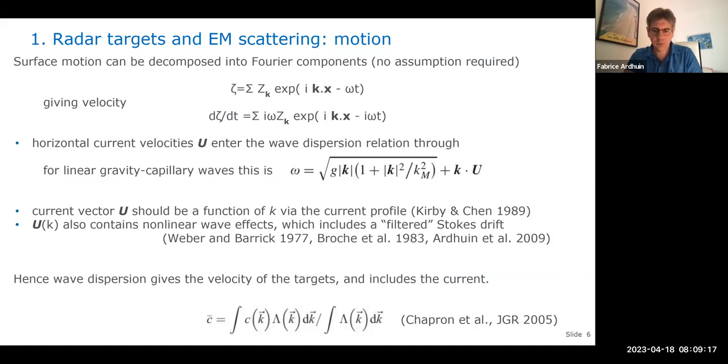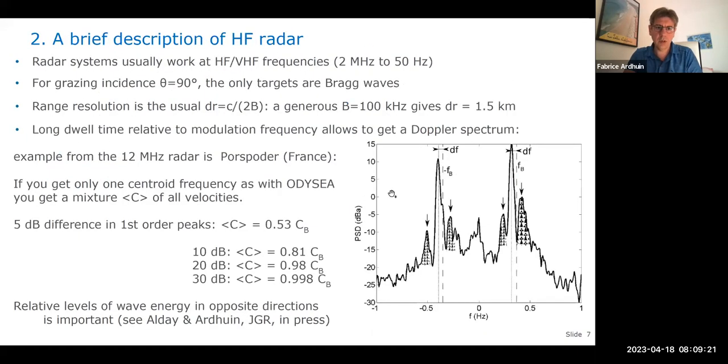So we can look at different systems. The first one, which is relatively simple, is HF radars. They usually work at HF, VHF frequencies, so 2 to 50 megahertz, sending radar waves horizontally, so grazing angle incidence. And in that case, the only targets you get are Bragg waves.